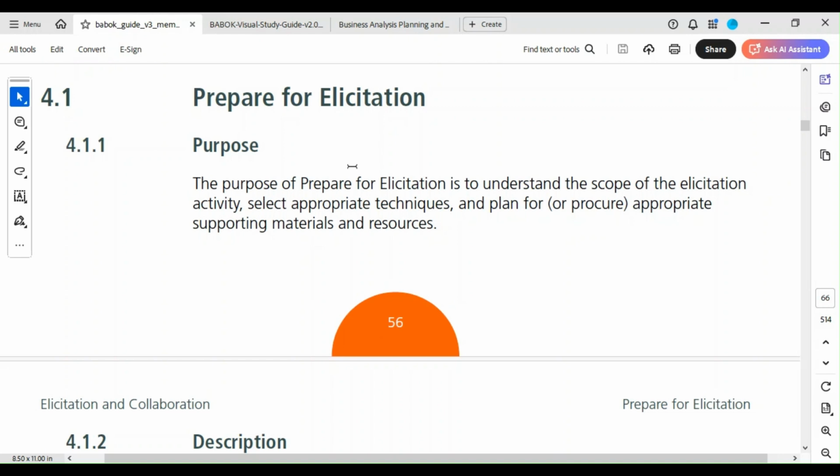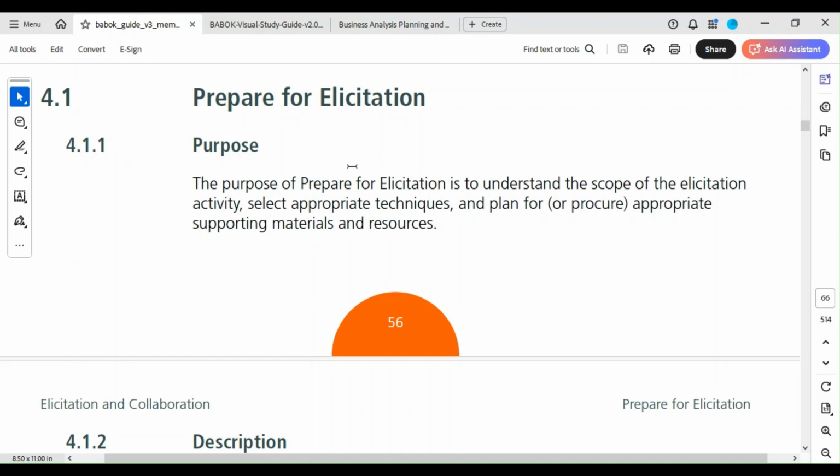But for you to prepare, the purpose of preparing for elicitation is to understand the scope of the elicitation activity, select appropriate techniques, and plan for or procure appropriate supporting materials and resources. So it's not right for you to just jump right in. First of all, you need to know the scope of what you need to collect or elicit from your stakeholder. Maybe you have been given the brief or the summary, and the next thing would be, okay, I need to get a better understanding. I know that this is the scope, right? But do I even understand what is expected here?